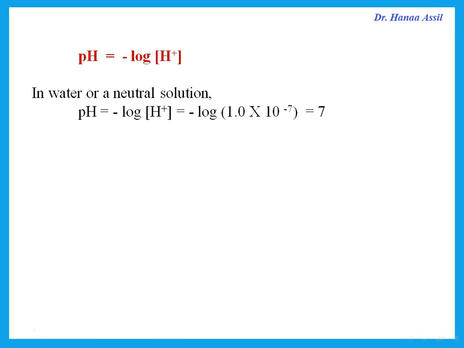So if we have in water a neutral solution, the pH is minus log of H+ ions. We said that the concentration of H+ ions is 10 to the minus 7. So minus log of 10 to the minus 7 is 7. Okay, this is math or calculator. The minus log of 10 to the minus something is that number. So that is why we say that the pH of water is 7.